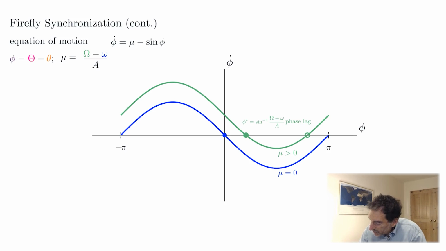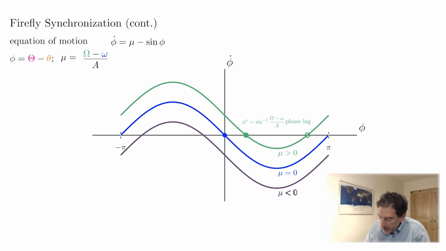On the other hand, if mu is less than 0, then we have the opposite picture. Equation of motion looks like this. There is an unstable fixed point here and a stable fixed point here. So this is phi star, which is now less than 0. So when mu is negative, that means that the speed of the swarm is slightly slower than the speed of the single firefly. And so the single firefly is always ahead of the pack and sort of being swallowed up by it. So it's a phase advance compared to the swarm itself.